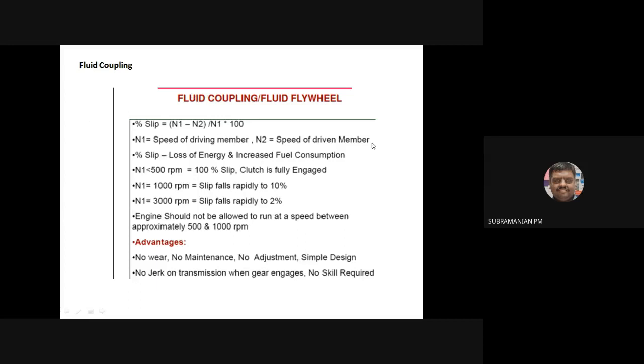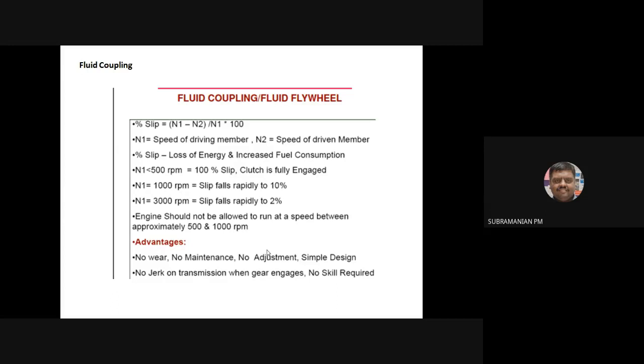Then what are the advantages of fluid coupling? There are no mechanical parts, so no wear and no maintenance. It is a simple design. And another thing, you know about fluid: whenever there is power transmission, there will be no jerk. For a conventional vehicle, if I'm disengaging or engaging the clutch, after disengaging I will be releasing the foot pedal, okay?